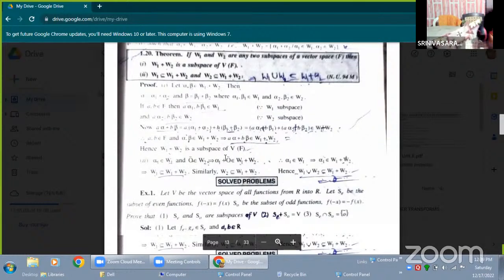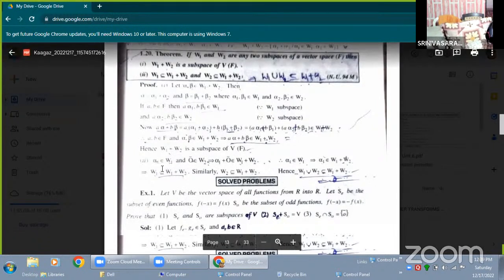Now remember the point: what is the direct condition necessary for a vector subspace? That is a alpha plus b beta. That is the one-step test, or one-step condition, of a vector subspace. Do you understand here? Okay, next one.